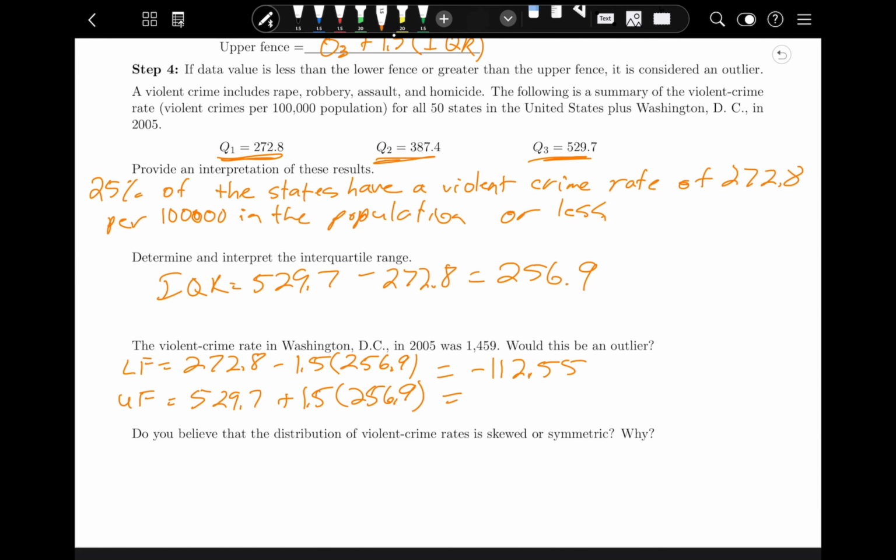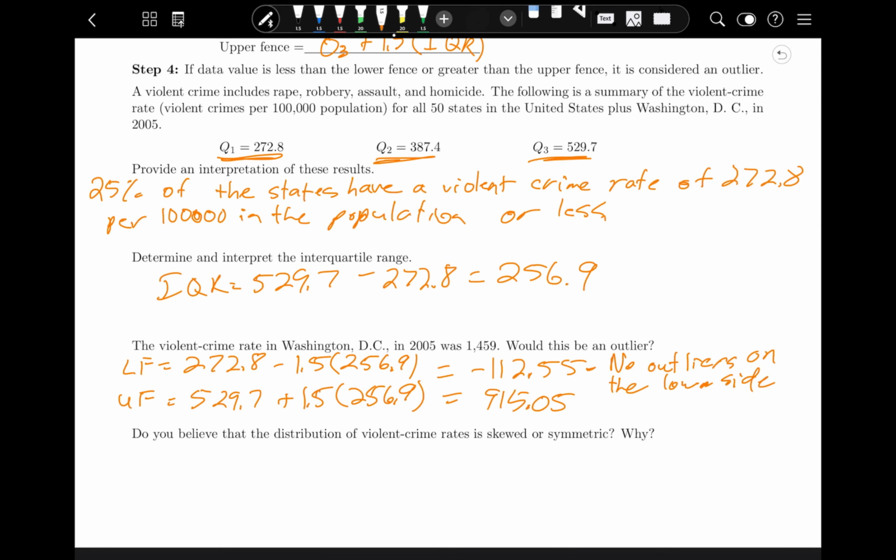And this one is 915.05. So first of all, are there going to be any outliers on the low side? And the answer to that is no, because we got a negative number for the lower fence, and in this case, there's no way for your data value to be negative, because crime rates have to be 0 or higher. So there's going to be no outliers on this side. No outliers on the low side.